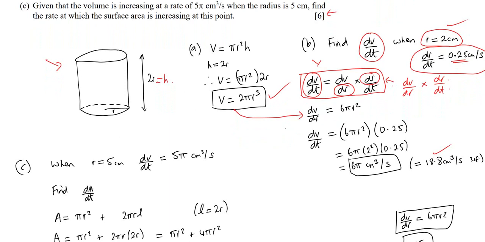This time they said, given that the volume is increasing at this rate, so let's write that down. When the radius is 5, find the rate at which the surface area is increasing at this point. Find dA by dt, but so I should have written there when r is 5. Now how do we find that? It seems that this is why it's 6 marks.